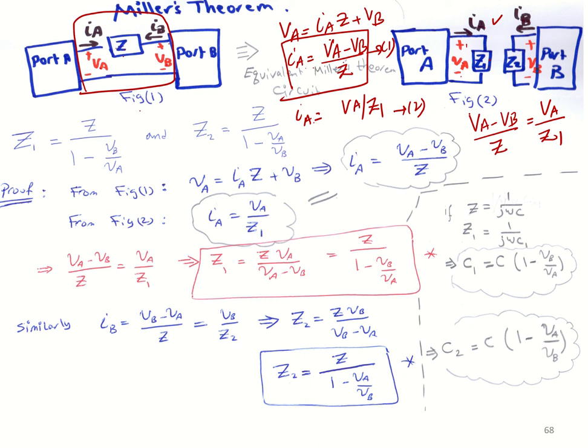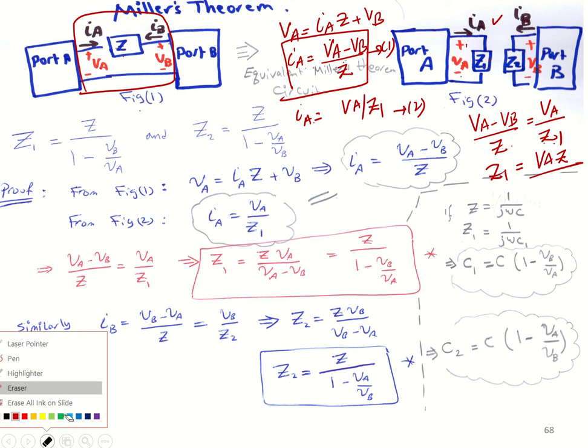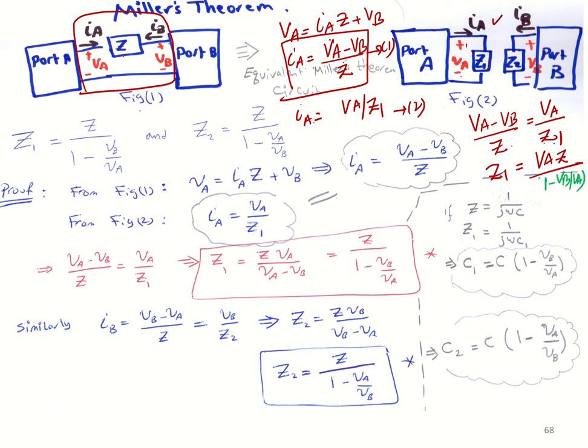Or what we can do is that Z1 will be equal to VA times Z divided by VA minus VB. And if you take VA common from the bottom, it will become 1 minus VB over VA, and here I have VA common. So the VA will be cancelled, and I will get Z1 equal to Z over 1 minus VB over VA.